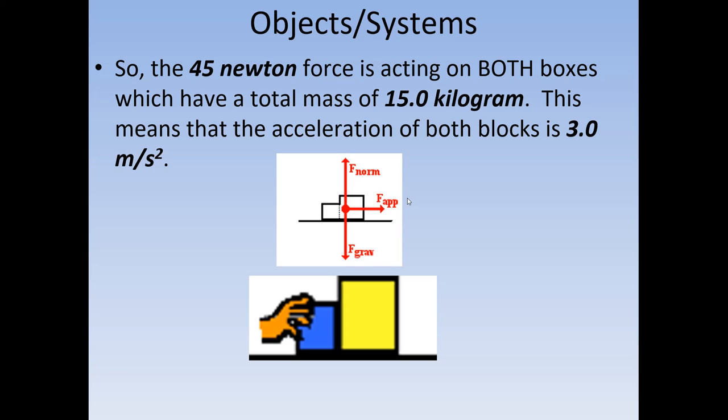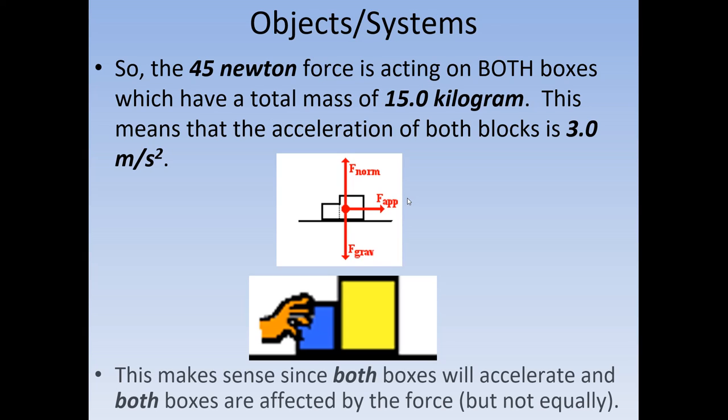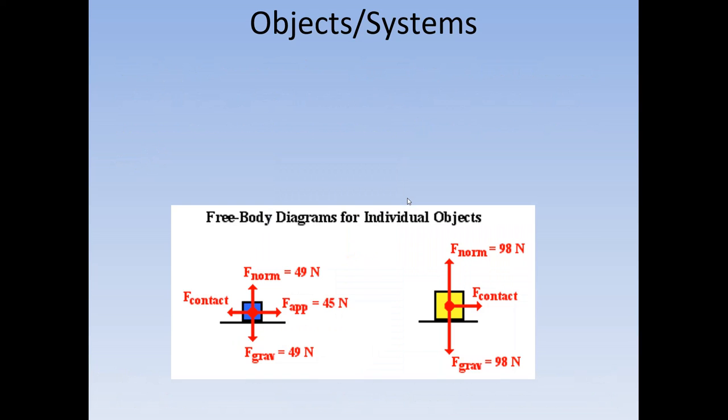Now, if I don't want to do it this way, I can go a slightly more roundabout way and separate the blue and the yellow block. If I draw an FBD for the two individual blocks, I end up getting this.